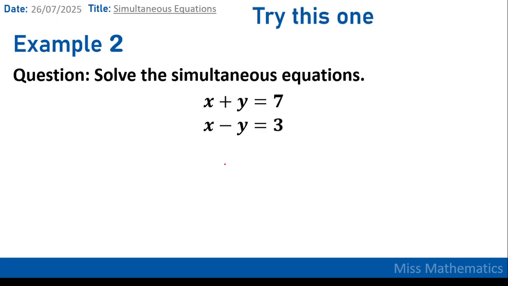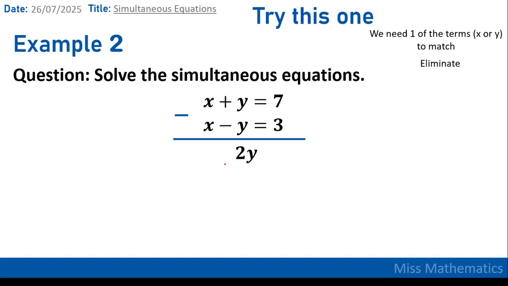Example 2. Pause the video here and try out this one. So here we have the question x plus y equals 7 and x minus y equals 3. This is easy as well because x is already matched, so we can do x minus x to get no x's, y minus minus y to get 2y, and 7 minus 3 to get 4. Obtain the value of one term, we can divide both sides by 2 to get y equals 2.